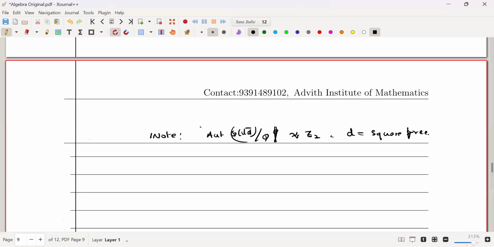If d is a square, suppose d is equal to 4, then Q(root d) becomes Q(root 4). So Q(2) is nothing but Q. So Q over Q is equal to Z1.